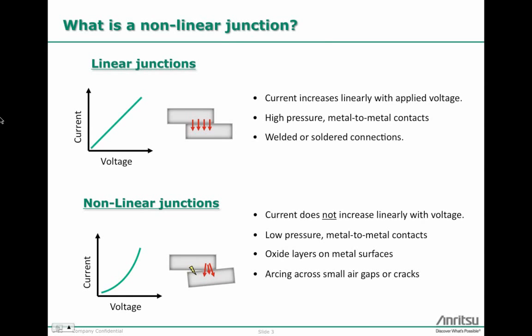So those are all the kinds of things that, when I talk about nonlinear junctions, keep in mind this is what we're talking about. We're talking about a relationship between current and voltage, and as you'll see as we go further, it's very often caused by metal-to-metal contacts.